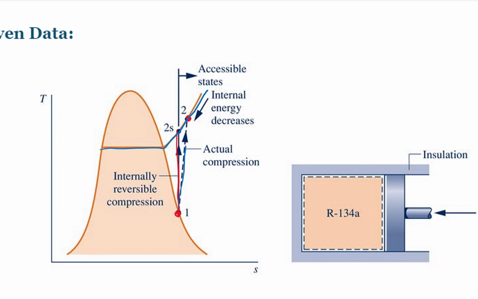So this blue line is the actual process. You can tell the entropy here is greater than the entropy at the 2s position.